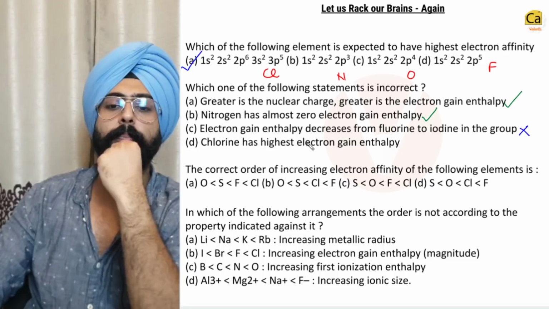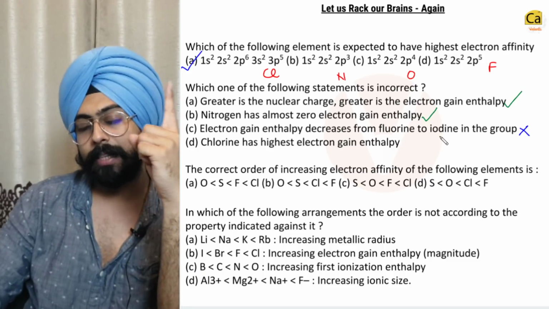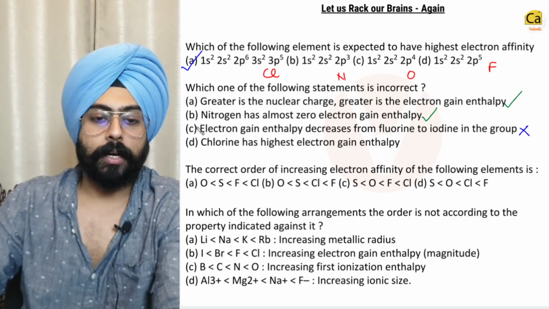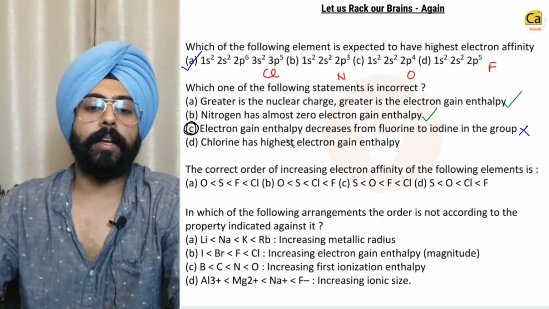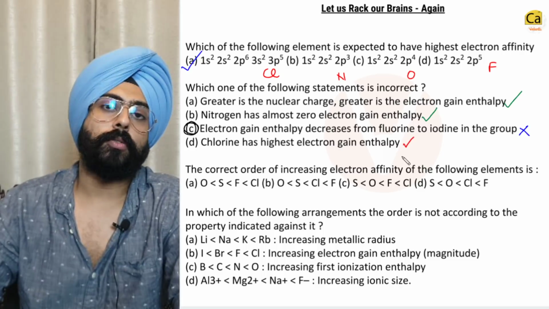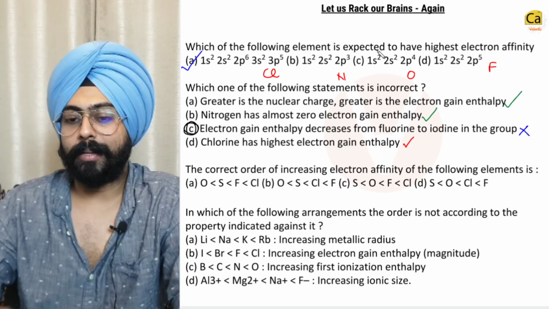So electron gain enthalpy decreases from fluorine to iodine in the group. No, fluorine, then chlorine increases, then from chlorine to iodine it decreases. Cool. So this is the correct answer for this question because it's asking for an incorrect option. And then the last one says chlorine has the highest electron gain enthalpy. Yes, we just saw that in the first.